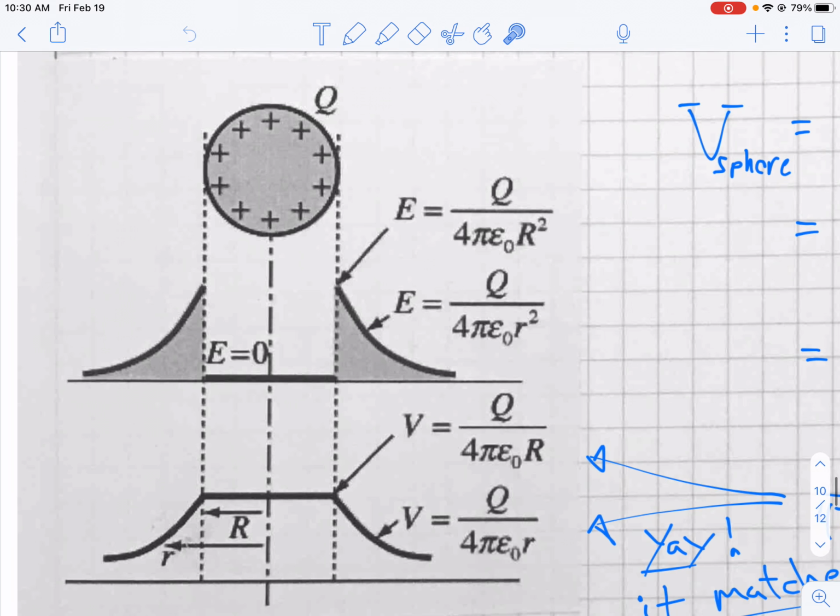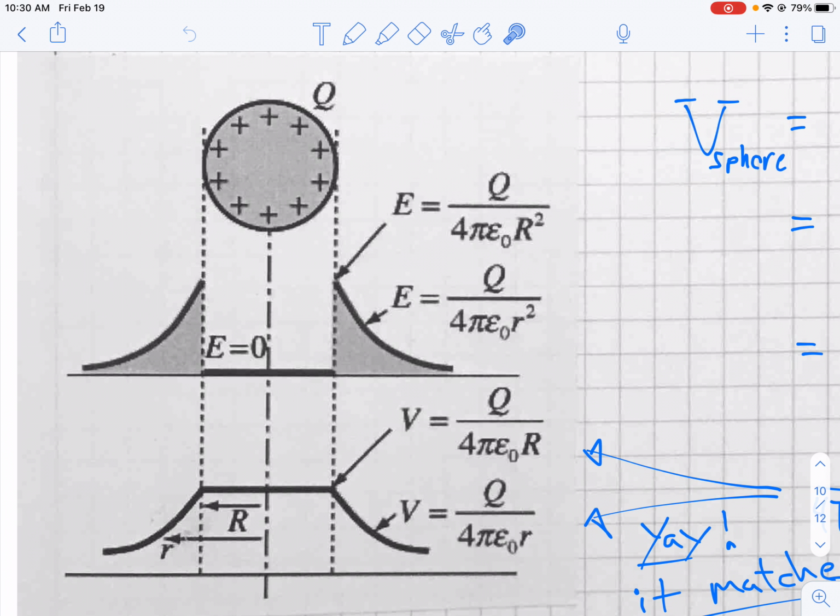So when we look at a sphere, this is a positively charged sphere here, we know that the electric field for the sphere behaves like that of a point charge when you're outside of the sphere. Gauss's law gives this as a direct result. And remember, K is 1 over 4 pi epsilon naught. So this is KQ over R squared. It's just that they didn't write it with a K.